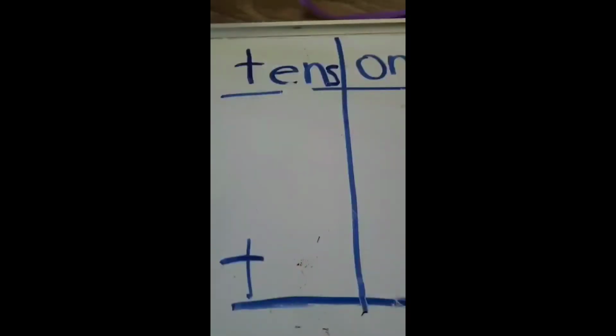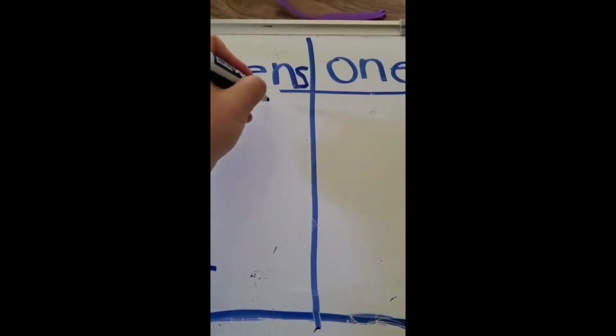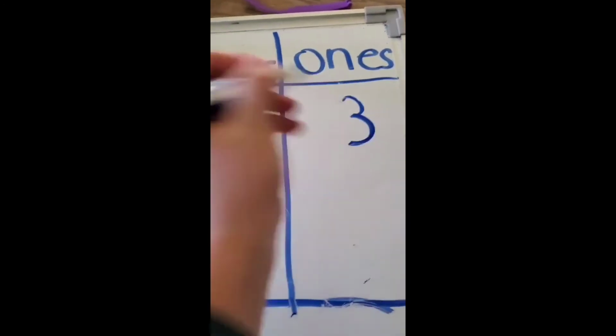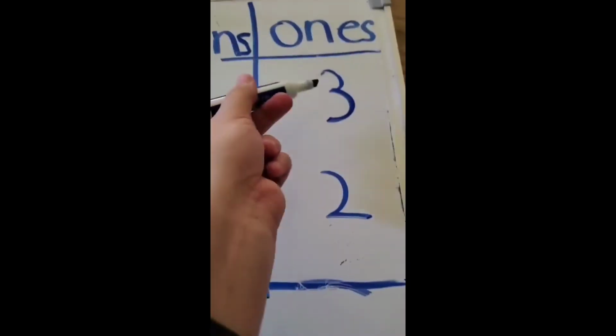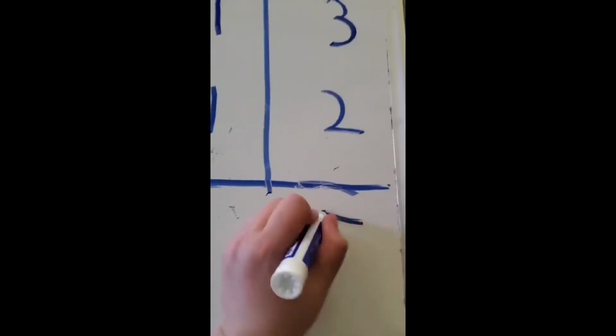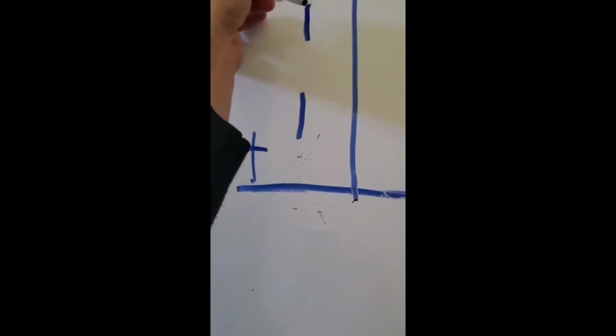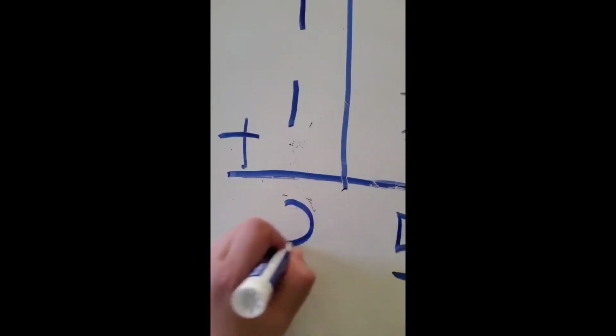So, let's do that. Let's add up 13 and 12 right now. Okay, so here, 13 and 12. 3 plus 2 is, you're right, 5. 1 plus 1 is 2. We solved it, didn't we?